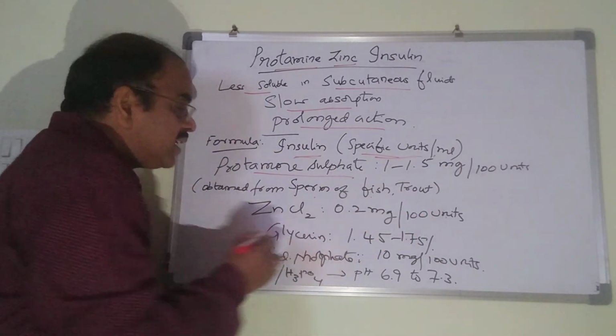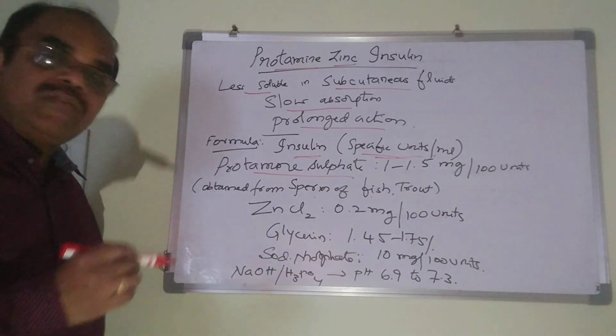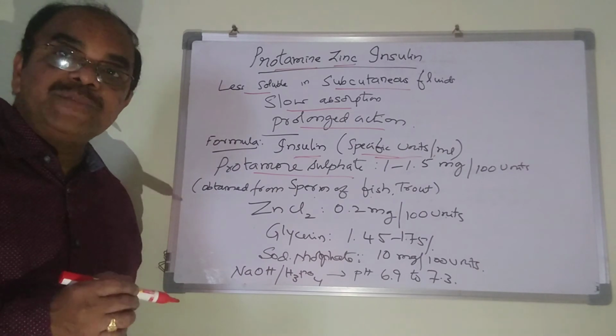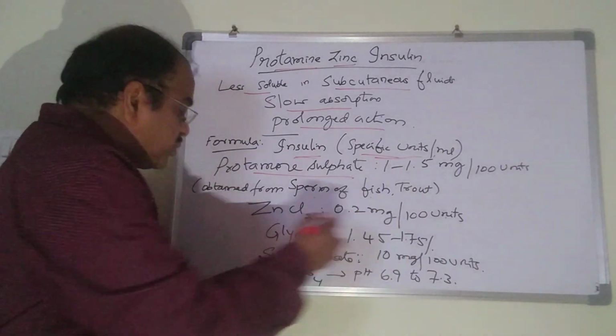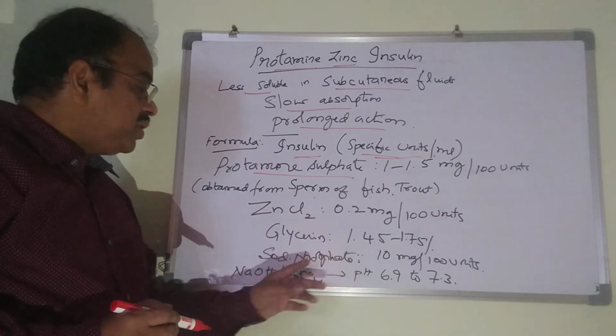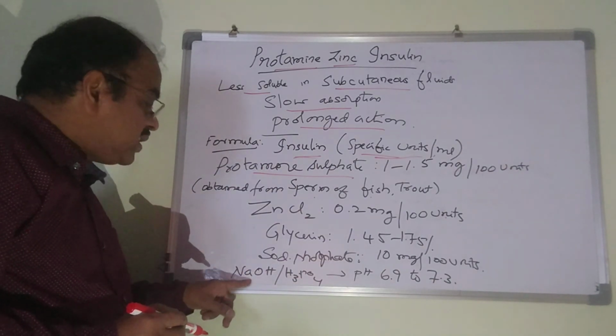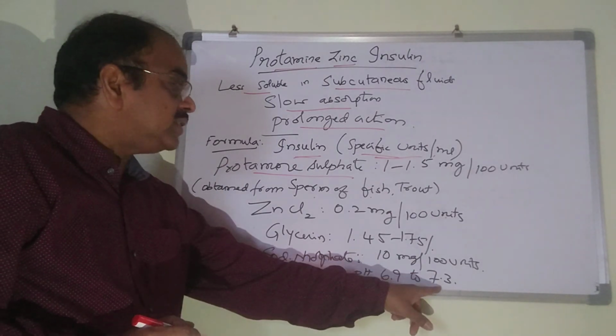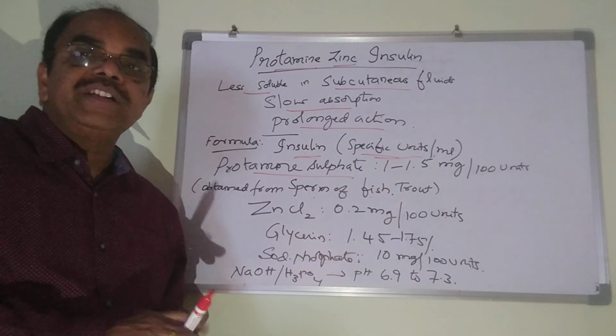And you add the glycerin 1.45 to 1.75%, and sodium phosphate at a strength of 10 mg to 11 mg for 100 units. And finally, you adjust the pH of the solution with sodium hydroxide or phosphoric acid to get a pH of 6.9 to 7.3. This is one type of the insulin preparation.